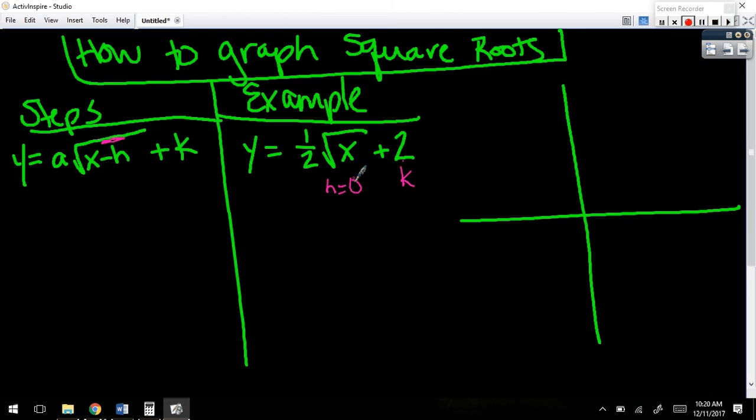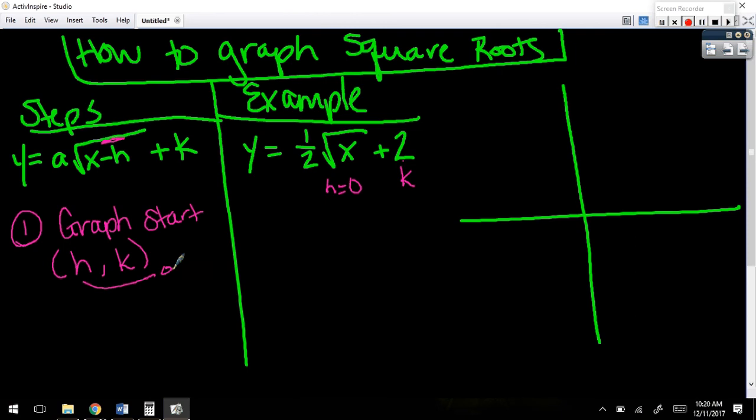All right, y'all ready for the first step? I like this. It's easy. These are easy to graph. The first step is to graph your starting point. Your starting point is going to be H, K. Remember that your H is opposite, your K is same.